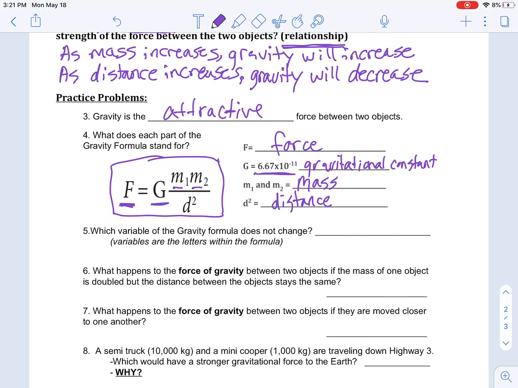Okay, so we're just going to use that formula to try and get a little bit better understanding of this relationship. So number 5, which variable of the gravity formula does not change? Well, that is this one here, the gravitational constant.